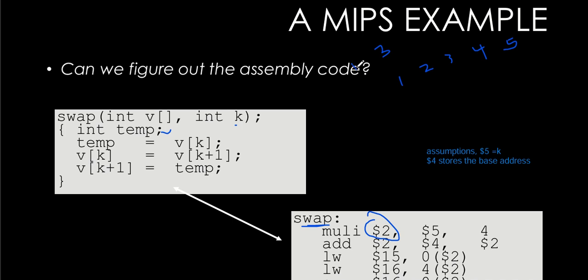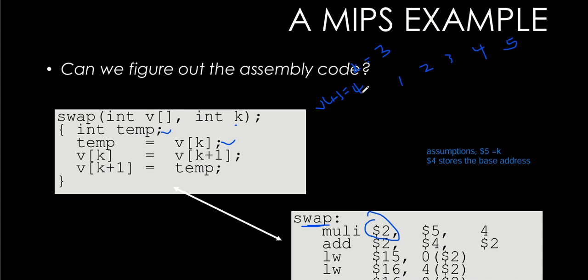So let's assume k is equal to 3. So we've created it. The next part is temp is equal to v of k, right? Now let's assume that we are using zero index base. So v of k, where k is equal to 3, will be equal to what? This is 0, 1, 2, 3. So v of k will be 4, right?